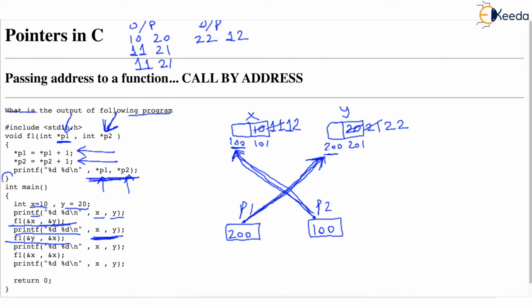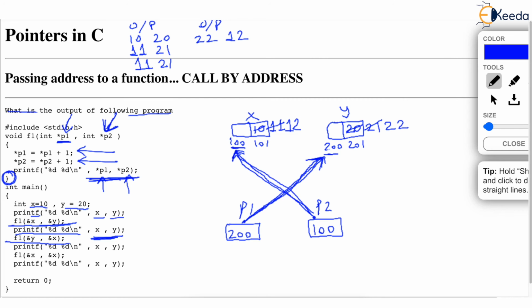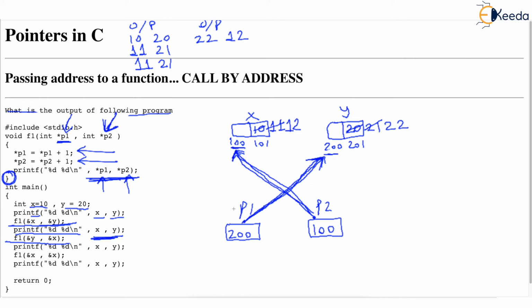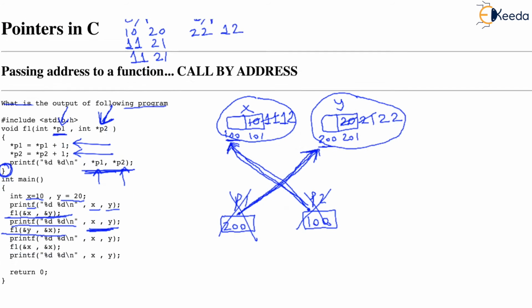And now the function comes to an end due to this close brace. But remember, when the function ends, the local parameters and local variables that were created for the function are deleted. So what you have to really understand is that this p1 and p2 will be removed and we will be left with only x and y. We will be left only with two variables because whatever was created for the function is simply deleted.